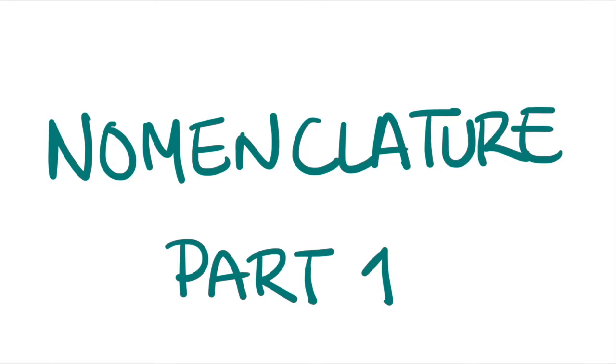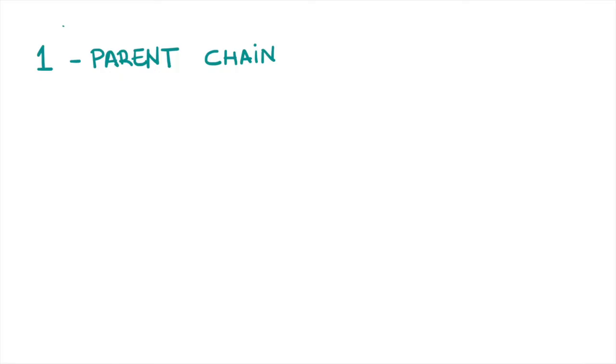In order to be able to communicate with other chemists, we must be able to name the molecules we are referring to. There are a series of rules that we have to follow when naming molecules. First, we must select the parent chain. That will be the longest continuous chain of carbons.